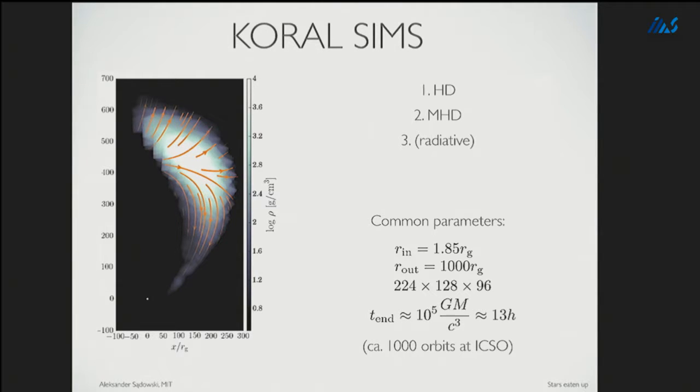The parameters of the two simulations that I will describe are given here. The inner edge was inside the horizon. The outer edge was at 1,000 gravitational radii, which was enough to cover the whole evolution of the gas. The resolution was moderate, and it was performed for a long time of 100,000 gravitational times, which corresponded for this setup to only 13 hours, and to 1,000 orbits at ISCO. So it was long in terms of gravitational time, but also in terms of physical time.